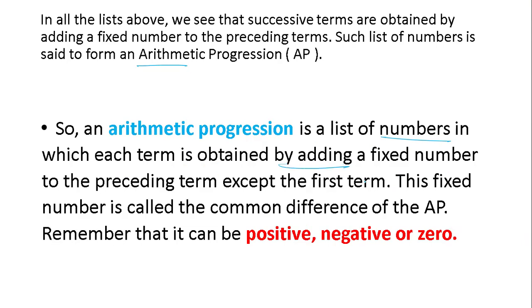a fixed number to the preceding term, except the first term. This fixed number is called the common difference. Remember that the common difference can be positive, negative, or zero.